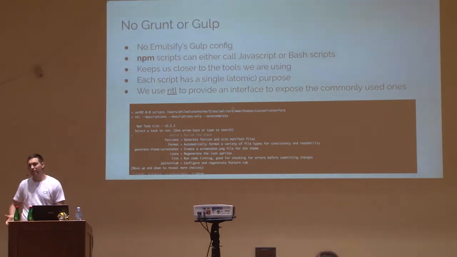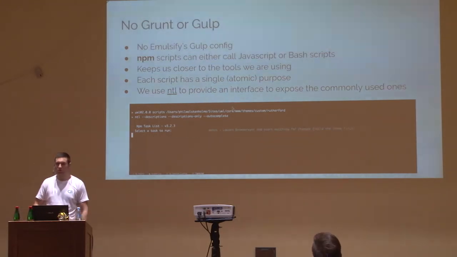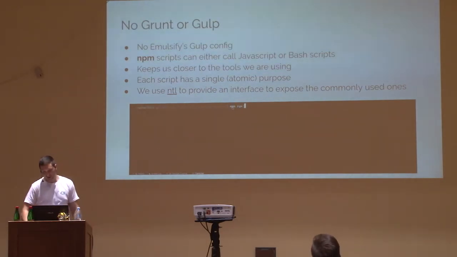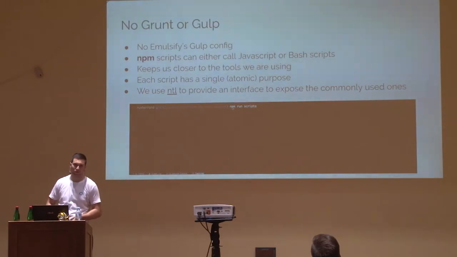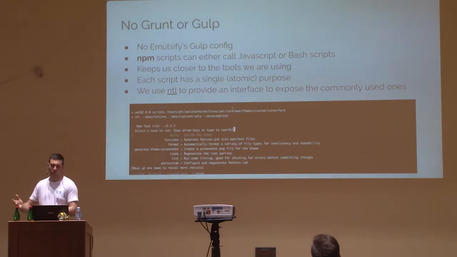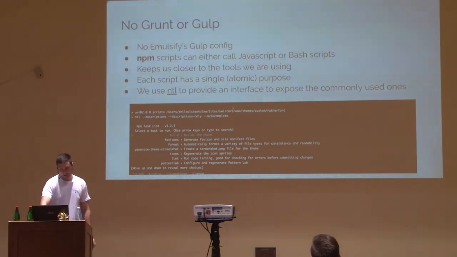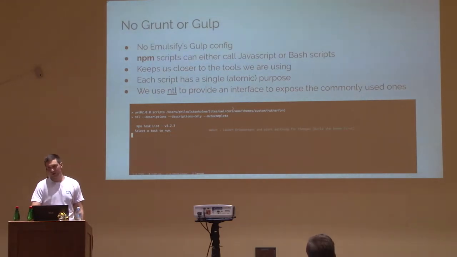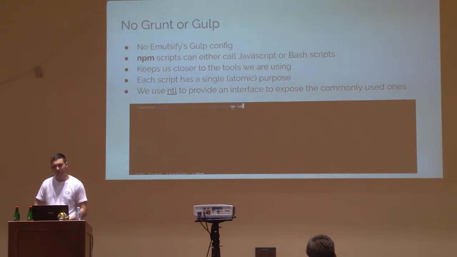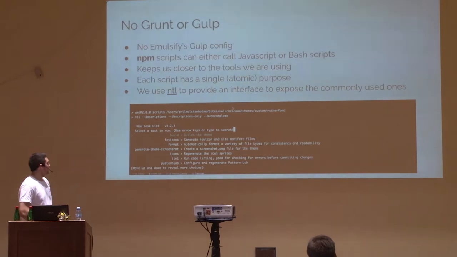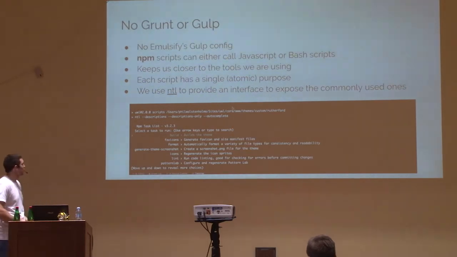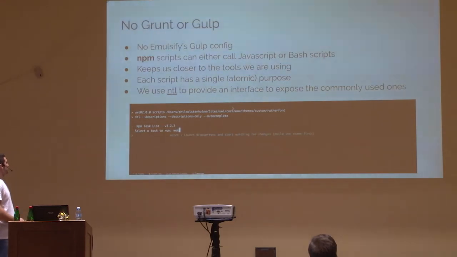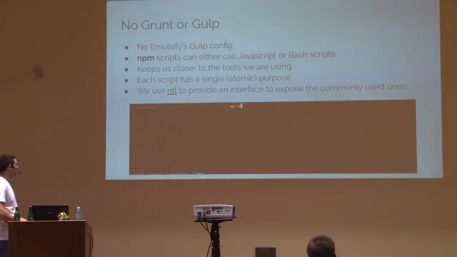Using only npm brings us closer to the tools that we are using. For example, for compiling Sass, you don't have to download a Sass plugin, but just the default one. And each of the scripts has its own atomic purpose, so we have a lot of functions. There is this NTL package that helps us find the commands that we need.